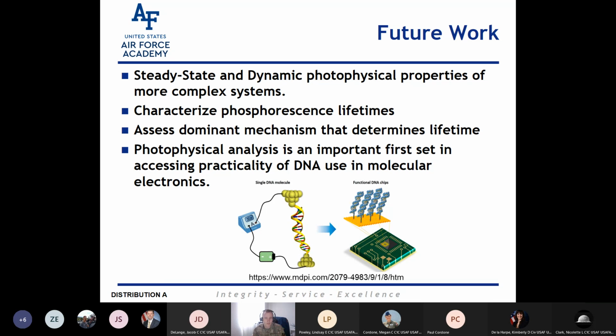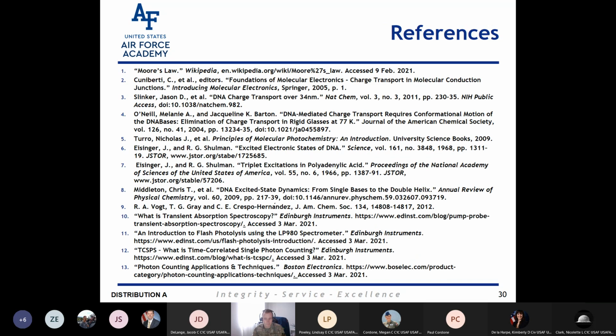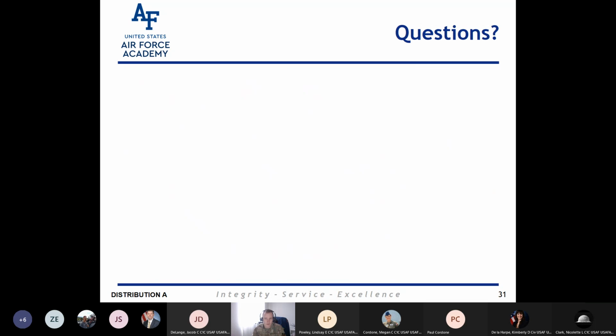And we understand that photophysical analysis is an important first step to assessing the practicality of DNA use in future molecular electronics applications. Some of the references that I used to complete this project are shown here.